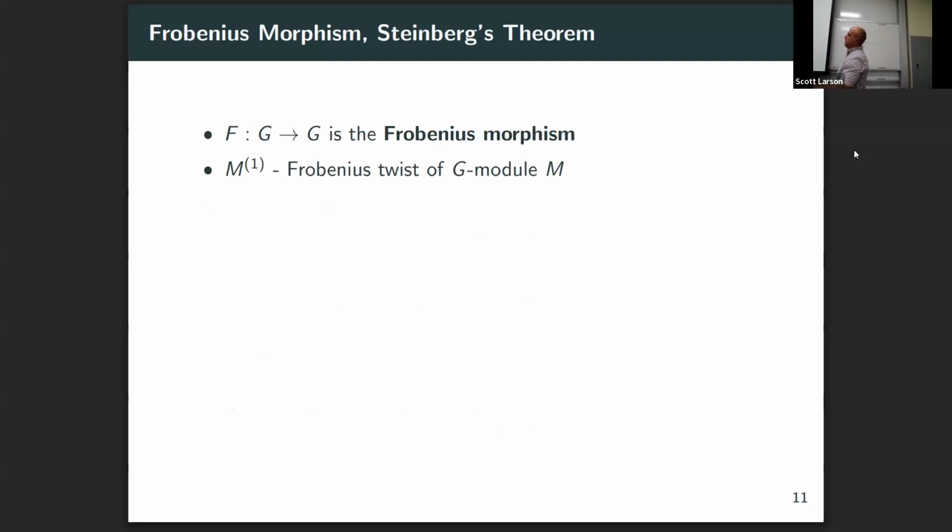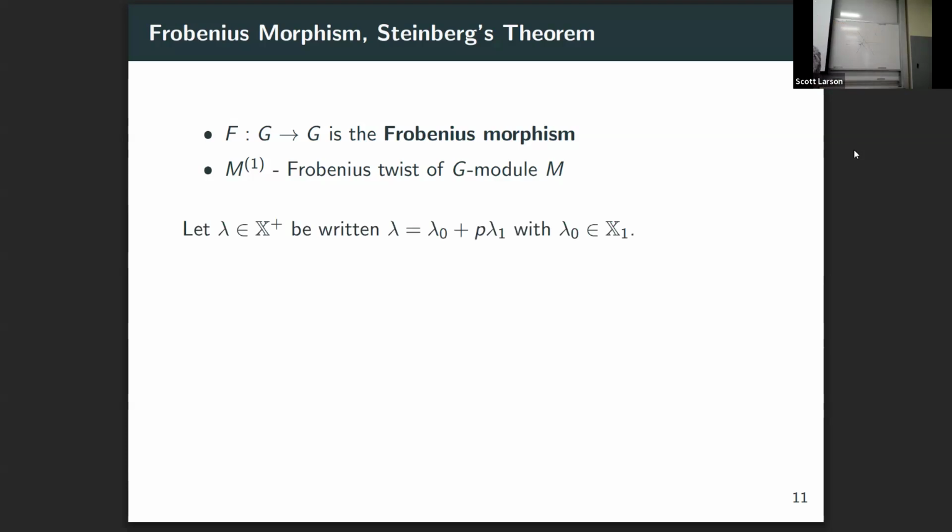And from a character standpoint, twisting is extremely transparent. If I know the character of M, its twist is just a p-dilation. In fact, the weights there are p times the weights here. Not the multiplicities, but the actual weights that appear are p times the weights that appear in M. So that's an easy thing to understand.